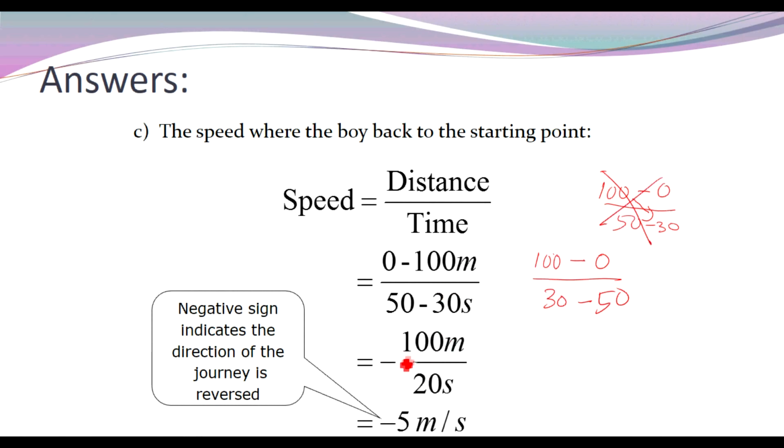So it equals negative 100 meter per second over 20 seconds. The answer is negative 5. What does the negative sign indicate? The negative sign indicates the direction of the journey is reversed, the return journey. So this negative is only to represent the return journey. When you get the answer negative 5 meter per second, that means the speed is actually 5 meter per second. Negative means going back, the return journey.